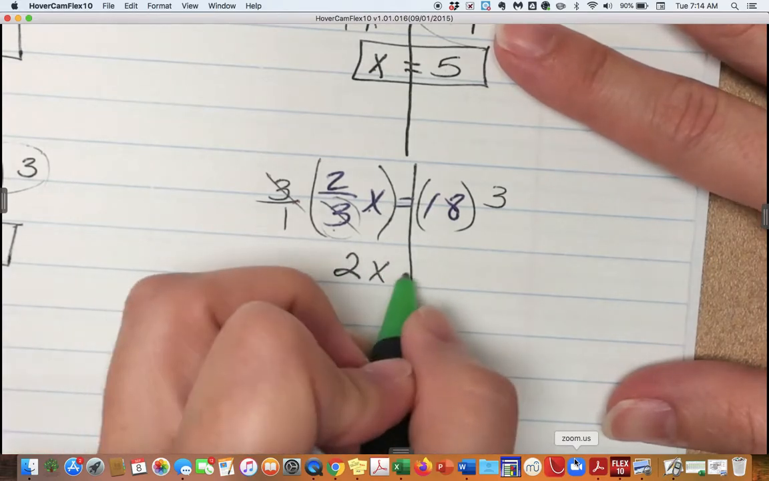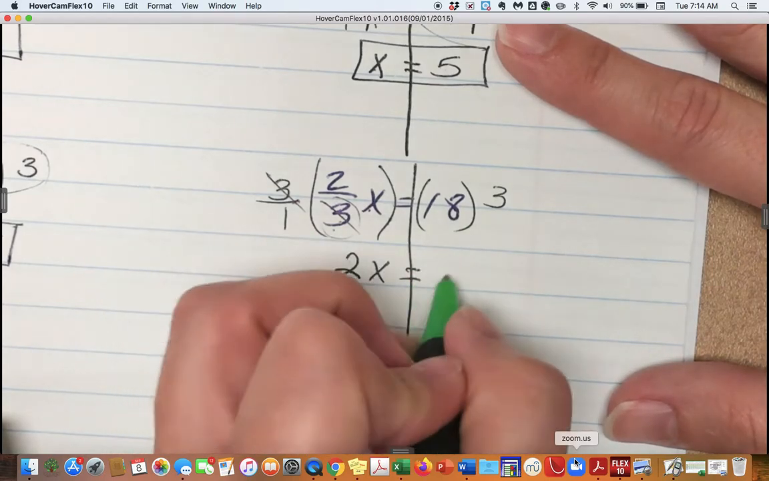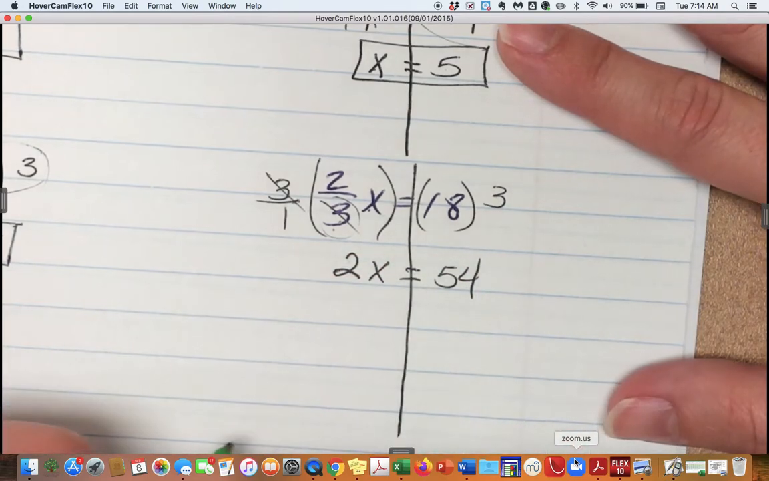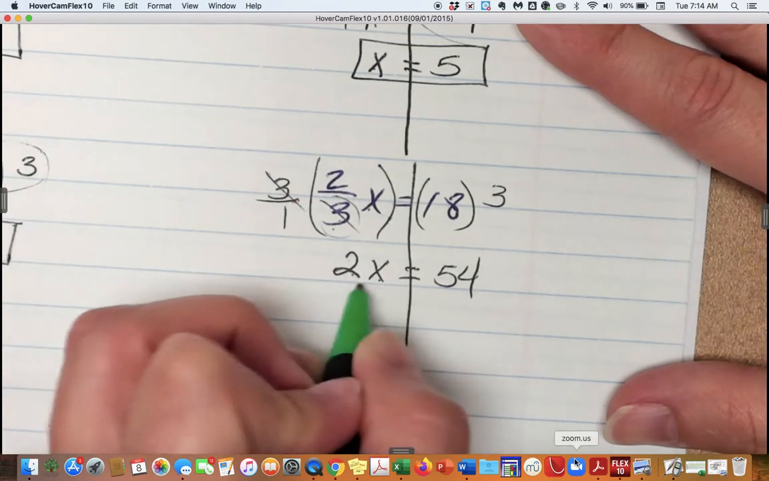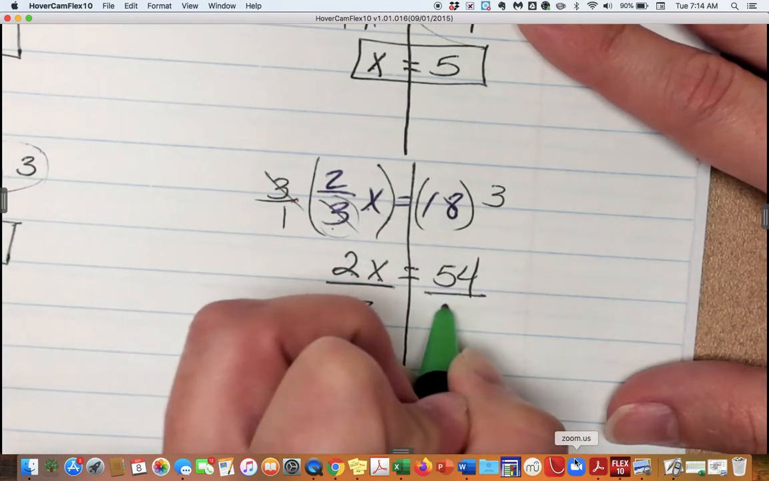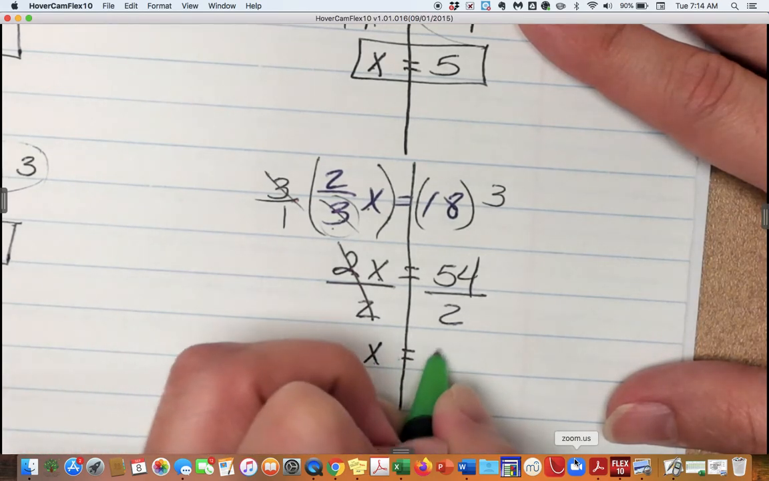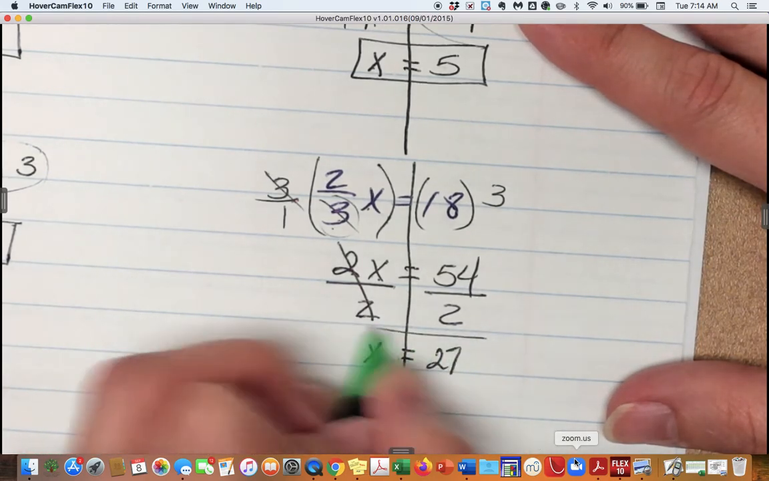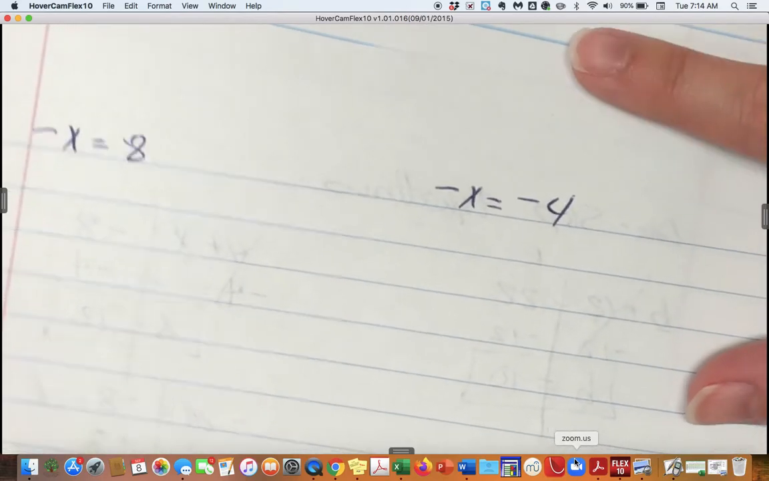And so I have the 2x up top, and then I have 18 times 3. So let's just double check. I'm pretty sure that that's 54, but I want to double check. Yes, it is. So 54. Now I'm back where I was before when I did my multiplying problems. So 2 times x, I want to come through and divide 3 by 2. So these two reduce, and I got x equals, and that would be 27. So that's my answer.